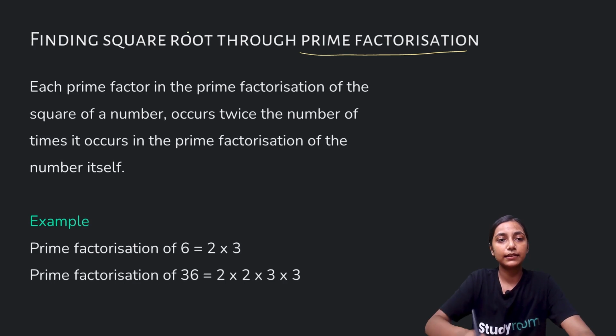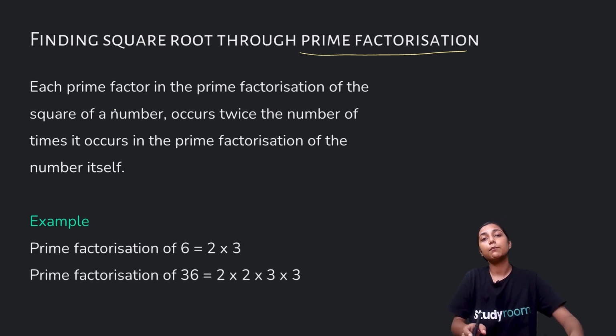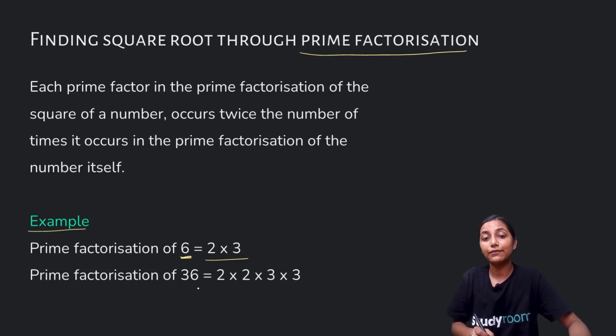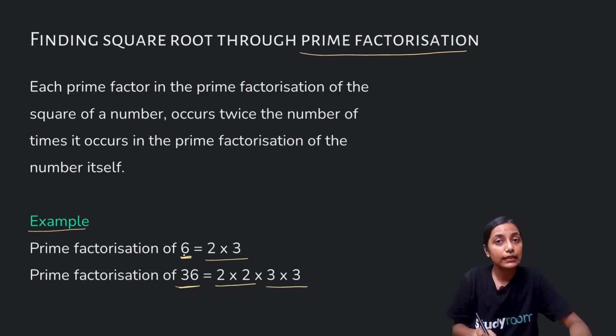What happens in this method is, each prime factor in the prime factorization of the square of a number occurs twice the number of times it occurs in the prime factorization of the number itself. If this is not clear to you, I'll give an example. When you do the prime factorization of 6, what do you get? You get 2 into 3. And when you do the prime factorization of 36, you get 2 into 2 into 3 into 3. We know that 36 is actually the square of 6.